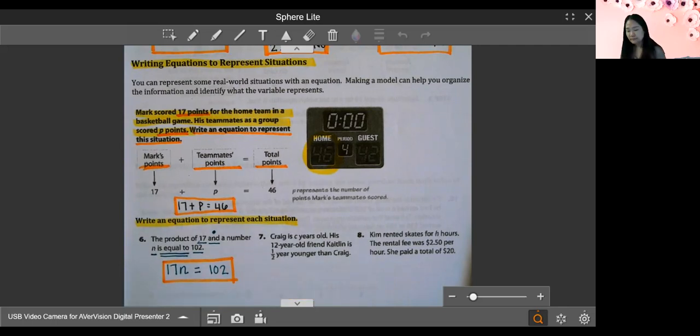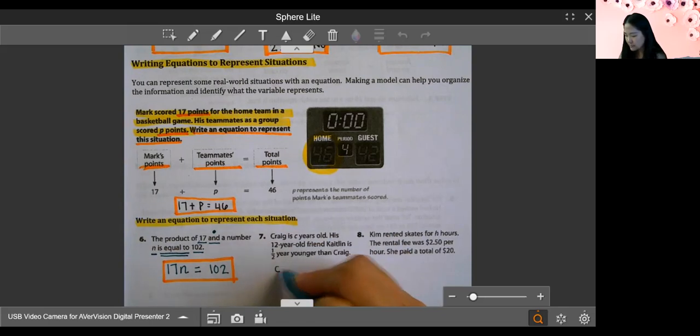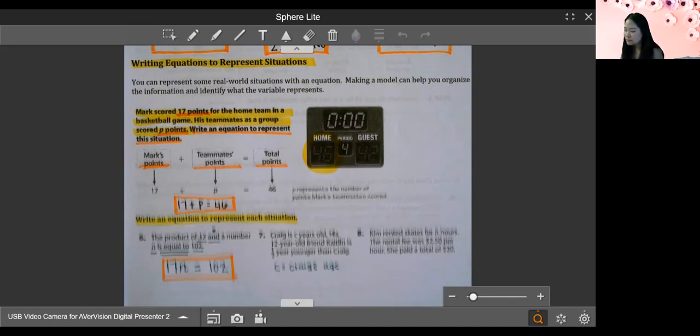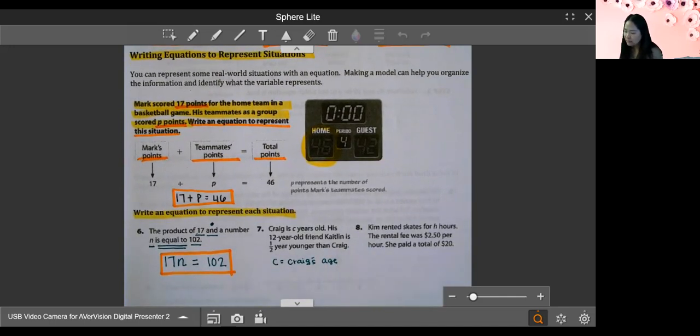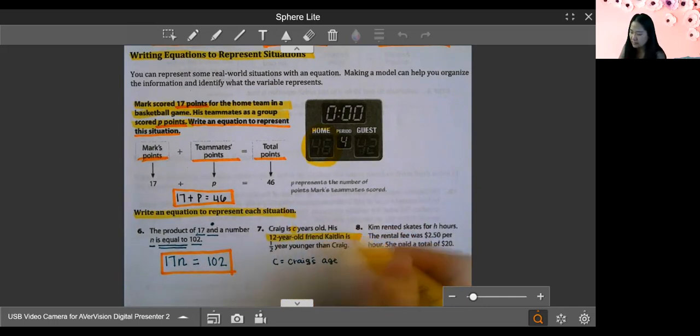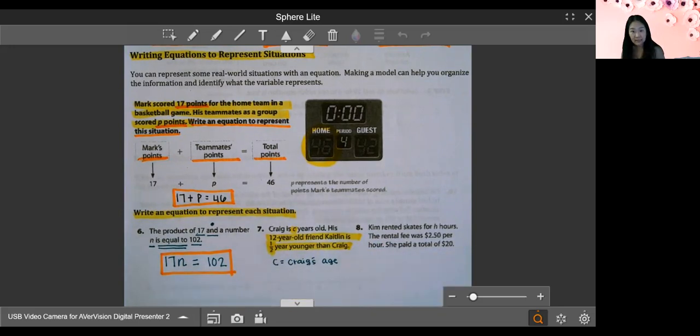Number 7. Craig is C years old. So C represents Craig's age. Let me just write that, just so that we know. His 12-year-old friend Caitlin is half year younger than Craig. Okay, now take a look here. I'm just gonna translate it, okay?